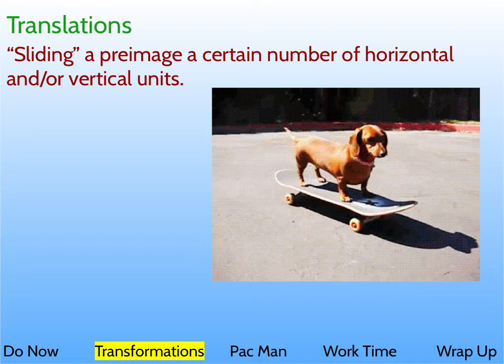It's just sliding a pre-image some amount of horizontal and or vertical units. So you start with a shape or a point or something here. You just slide it over here. That's a translation.